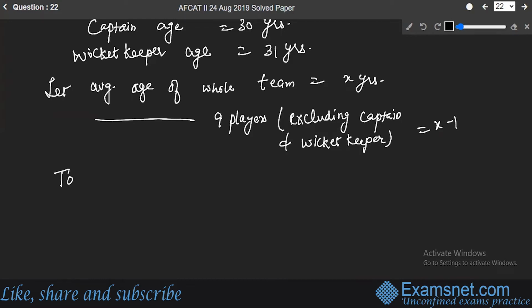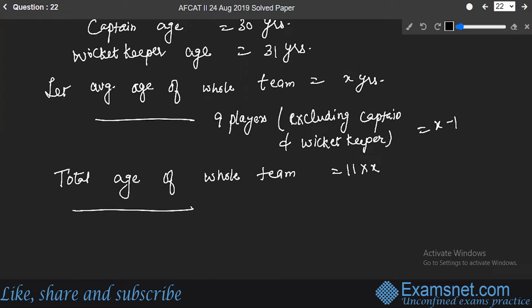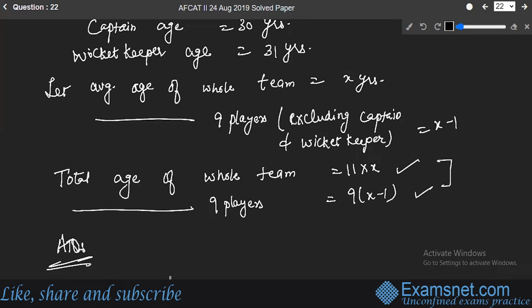So what is the total age of the whole team? One team is having 11 members, so this will be 11 into X. And what will be the total age of 9 players, excluding your captain and the wicket keeper? That was equal to 9 into X minus 1. Now, according to the question, the difference between these two things is equal to the sum of the ages of the wicket keeper and the captain.